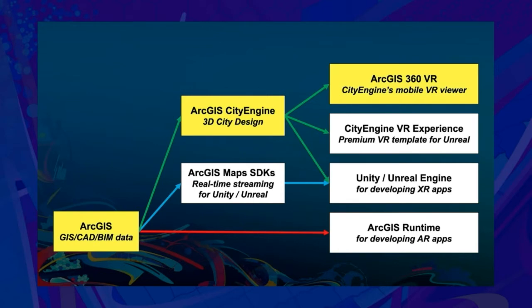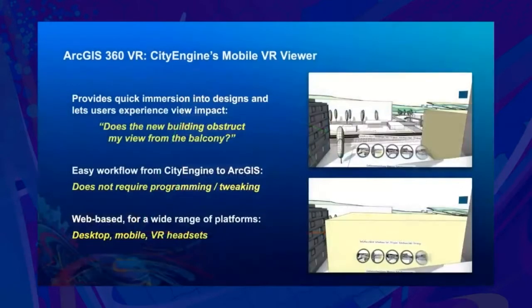So first, to start with ArcGIS 360 VR. ArcGIS 360 VR is CityEngine's mobile VR viewer. It provides quick immersion into designs and lets users experience, for instance, view impact. So a question like, does the new building obstruct my view from the balcony?